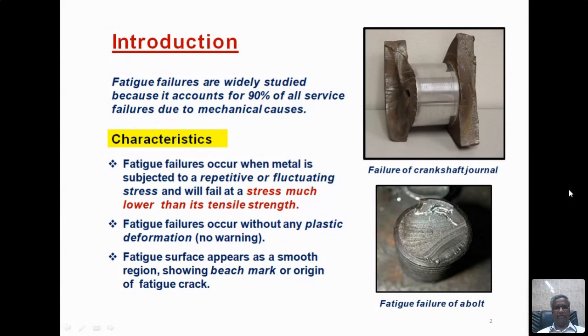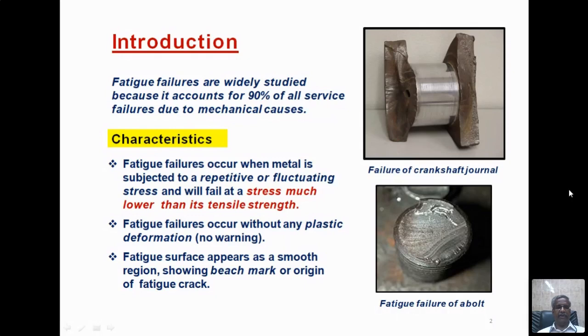You know what plastic deformation is? Plastic deformation means a permanent deformation, as I told yesterday. So definitely there will be a change in the dimensions, the shape, the profile, the geometry. That will occur, but in fatigue failures, there is no plastic deformation. That means it will not give any warning before it fails. That's the problem with fatigue, and that's why it is very, very significant.